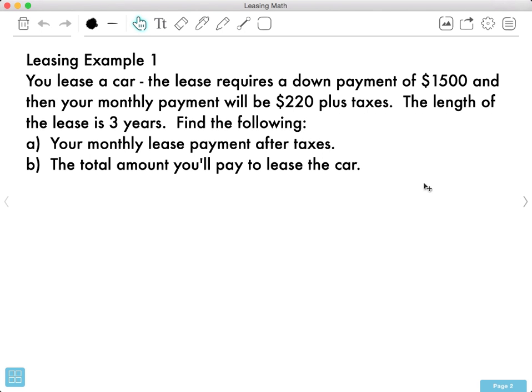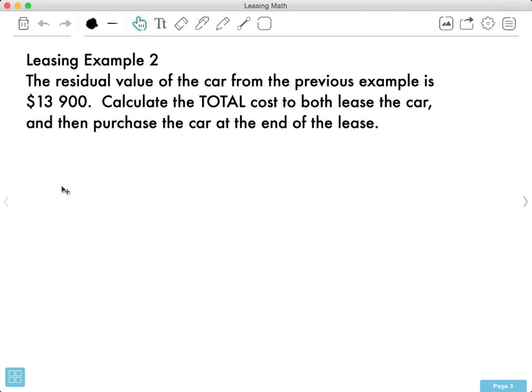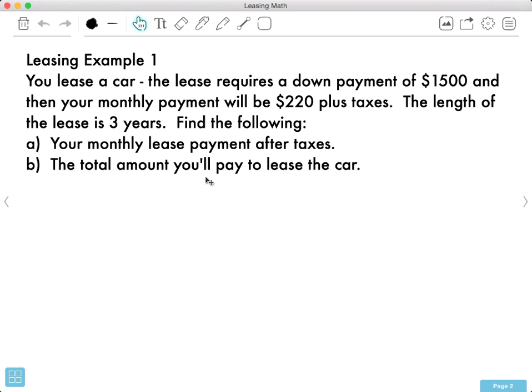So we'll start. We've got two examples and they're both actually linked together. So we'll start with example one. You're going to lease the car. In order to lease a car, the lease requires a down payment of $1,500. Like any down payment, this is a one-time cost. And then your monthly payment will be $220 plus taxes. And the length of the lease is 3 years. So find the monthly lease payment after taxes and the total amount you'll pay to lease the car.